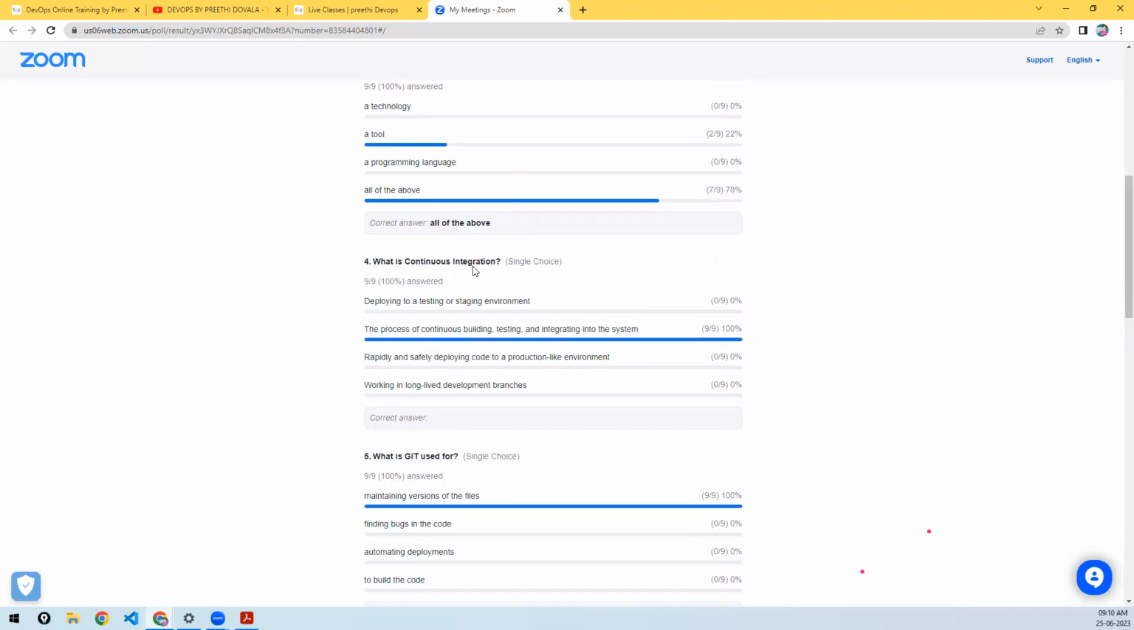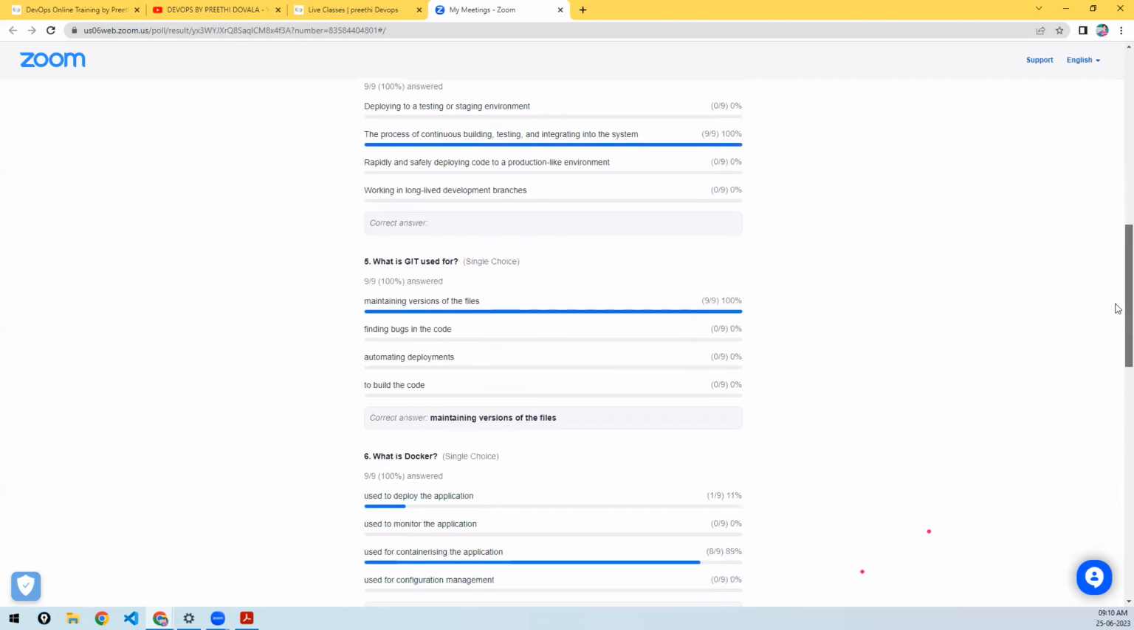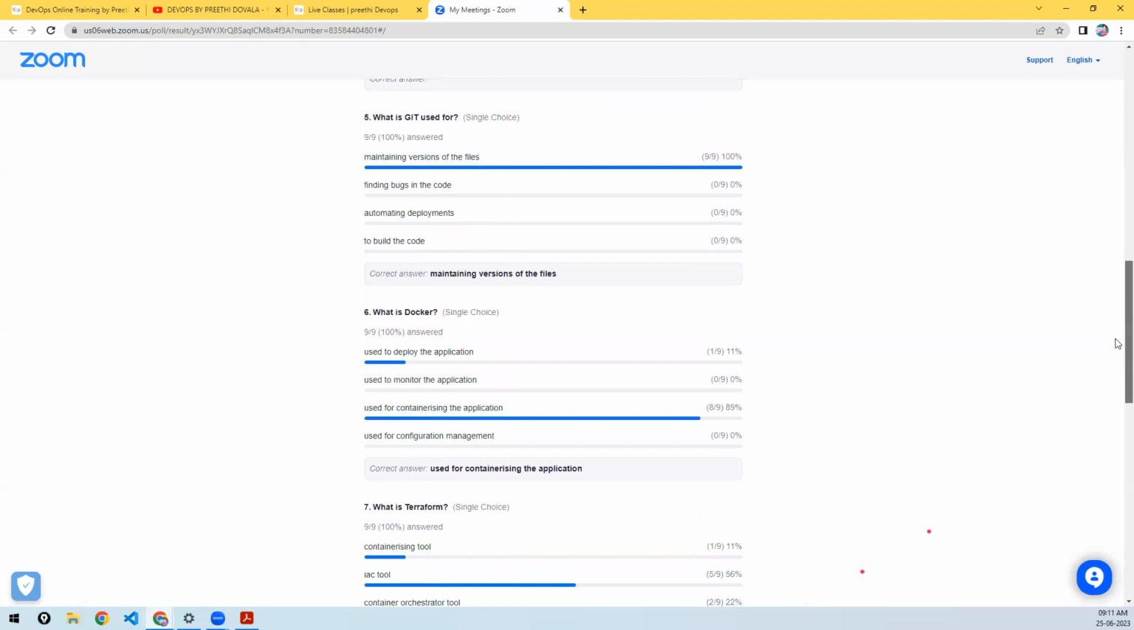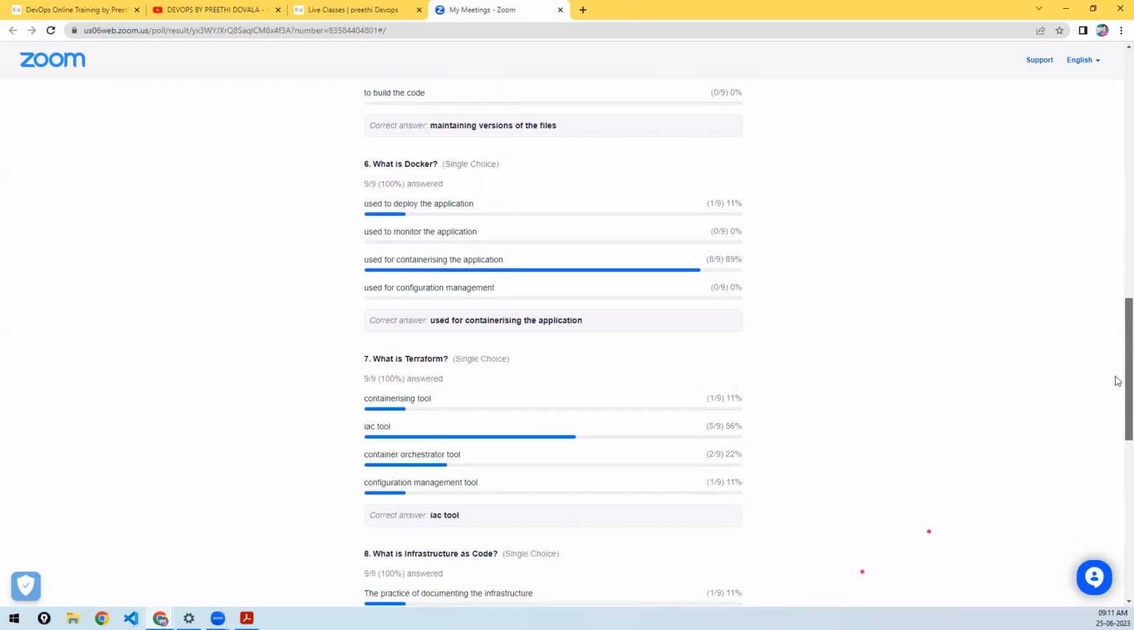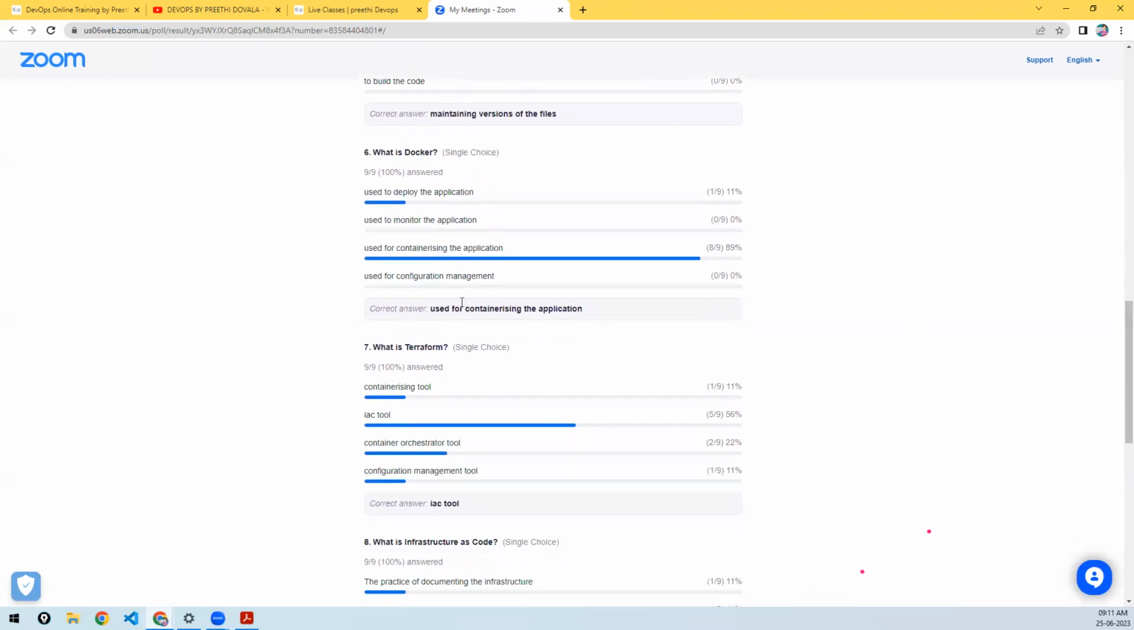What is continuous integration? The process of continuous building, testing, and integration into the system is continuous integration. Almost everyone answered it correctly. And what is Git used for? Maintaining versions of files. Yes, everyone is correct here also. What is Docker used for? Containerizing the application. Yes, everyone is correct. It will be used in the deployment process. It will help you to containerize the application. What is meant by containerizing and all, we will learn.